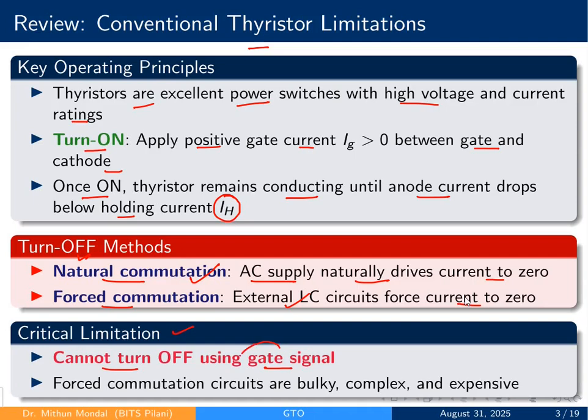So the critical limitation of this thyristor is that it cannot turn off using the gate signal. So the gate signal is only used to turn on the thyristor. But whenever we need to turn off the thyristor, the gate has no function. And when we use the forced commutation circuit in the form of an LC circuit, they are basically bulky, complex and expensive. So this is the limitation of the conventional thyristor.